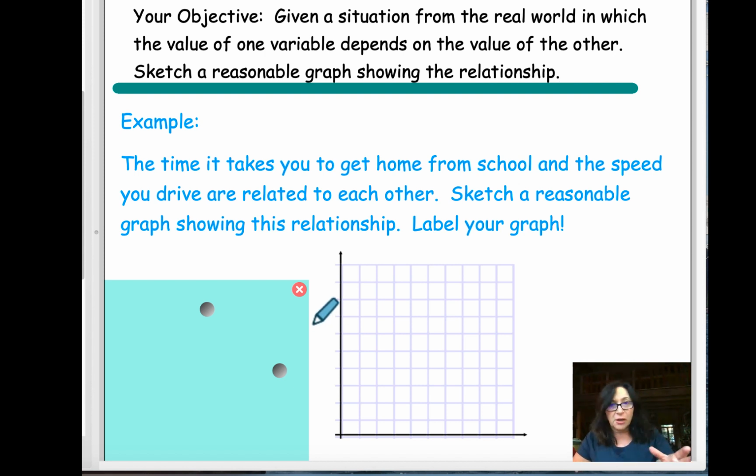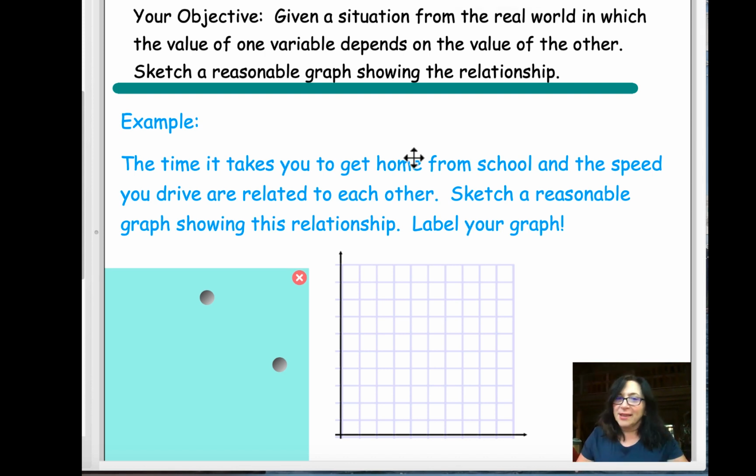So pause the video. I want you to try to figure out what do you think would be a reasonable graph to show this relationship, okay? And what do I label my axes? What depends on what? So take a minute.